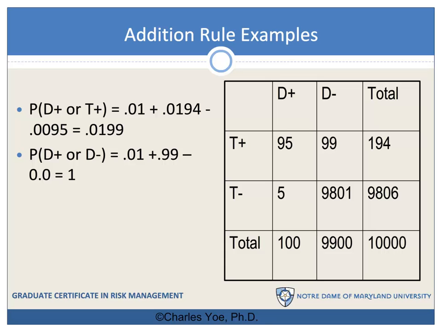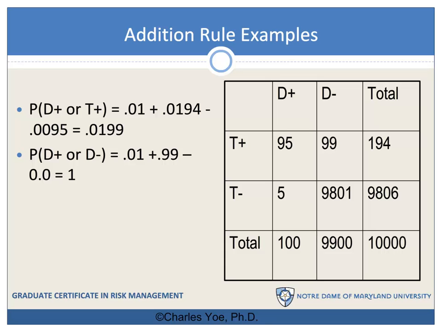Notice disease positive and test positive have a cell in common. 95 people are both disease positive and test positive, and that is the element that needs to be subtracted out. That is the probability of disease positive and test positive. We're going to call that a joint probability because both conditions occur at the same time, or both conditions occur jointly.